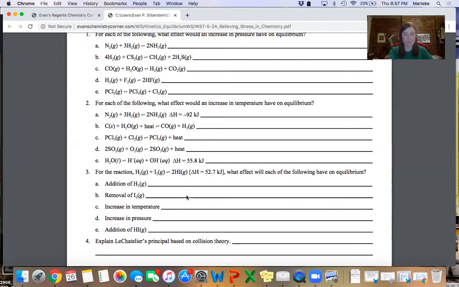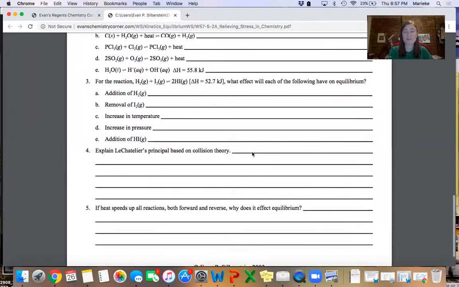If we increase the pressure, we have to look at the moles of gas. The left-hand side has 2 moles of gas. The right-hand side also has 2 moles of gas. So increasing the pressure will have no effect on the equilibrium for this chemical reaction. And then if we add HI, we're adding a product. The equilibrium is going to shift to use that up. So it's going to shift to the left.